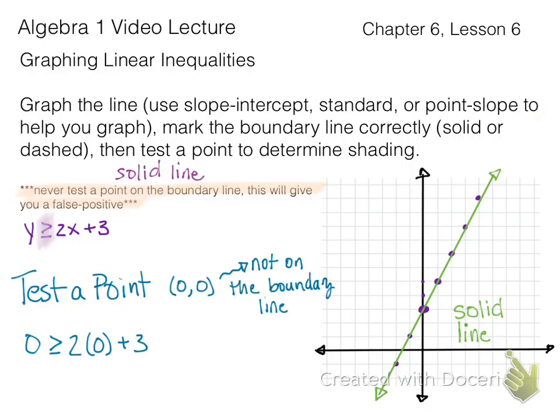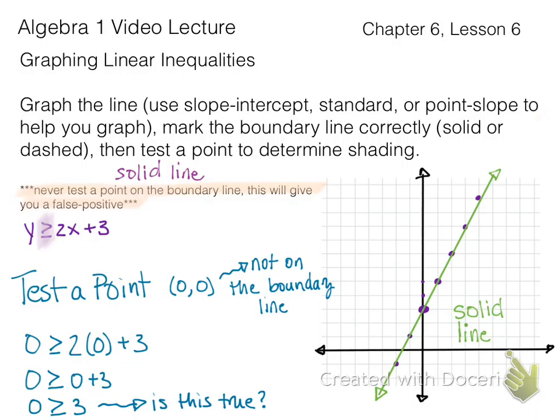So that's my test point, 0, 0. It is not on my line, not on the boundary line. So I'm going to plug in 0 for y and 0 for x and do some math. I'm going to get 0 is greater than 3. This is a false statement. 0 is not greater than positive 3. If you get a false statement when testing a point, it means you do not shade the side of the line that contains the point you tested.